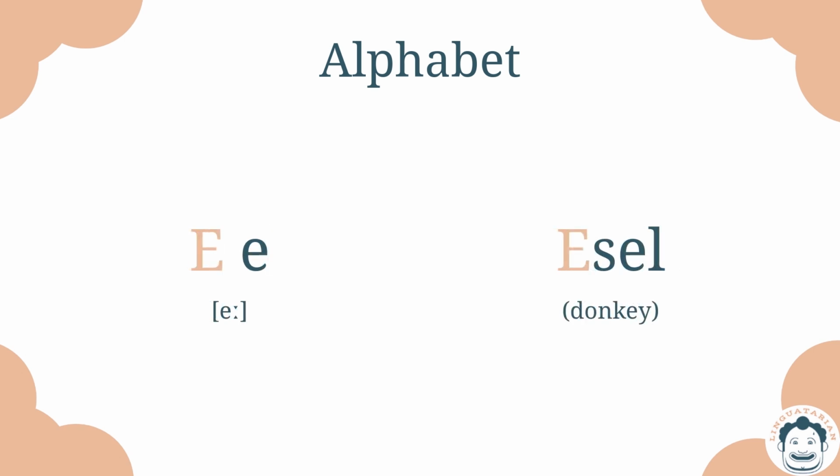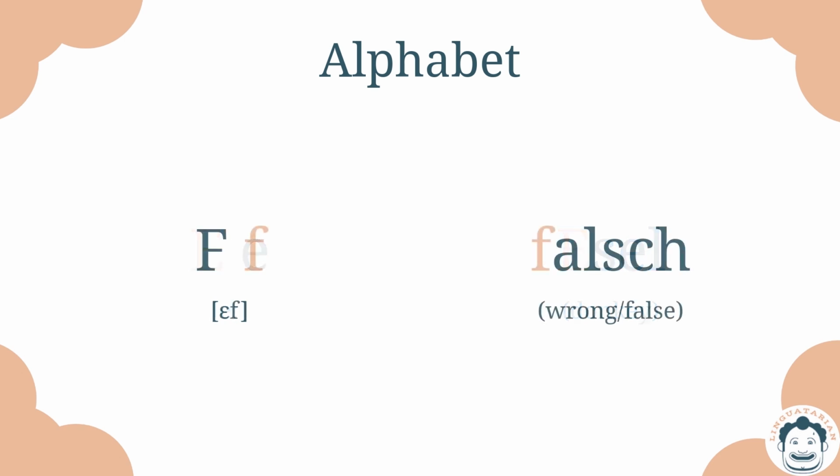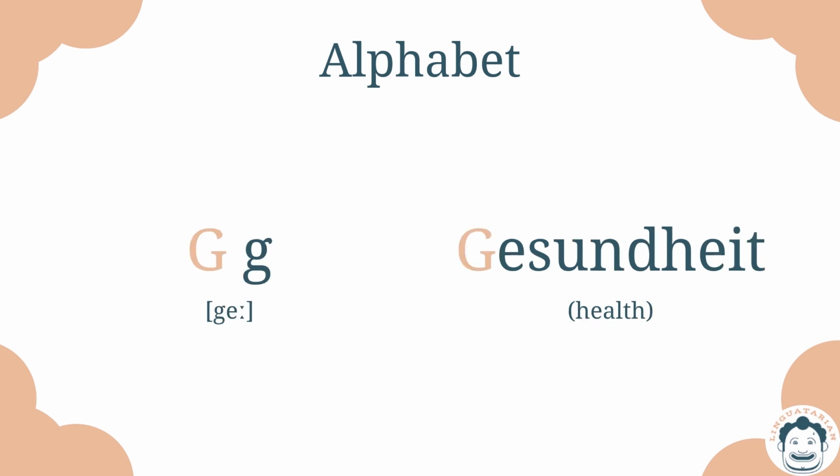E. E, as in the word Esel. Esel. F. F, quite similar to the English F. And the example word given is falsch. Falsch. Next is G.